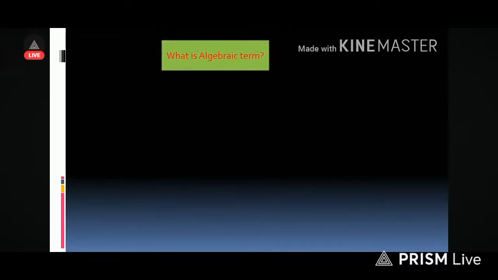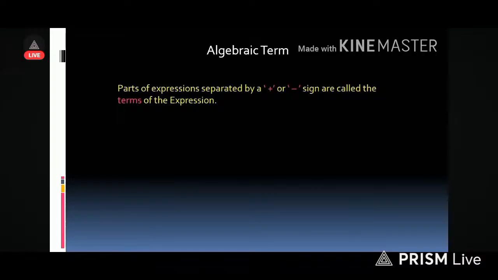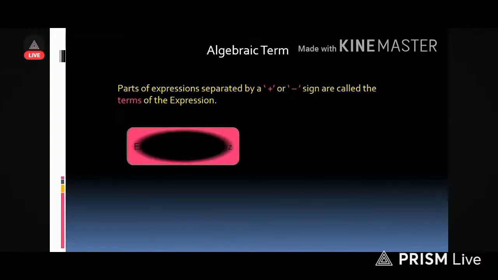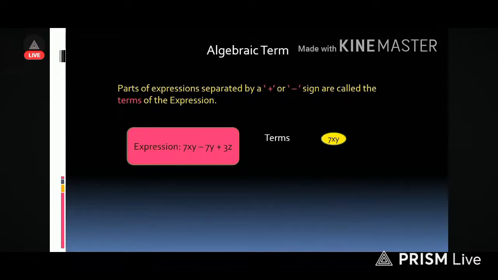Now what is an algebraic term? First of all, an algebraic term is the part of an expression separated by a plus or minus sign. These are called the terms of an expression. जैसे मैंने ये एक्सप्रेशन ली 7xy minus 7y plus 3z. Now I will tell you what the terms of this expression are. First term 7xy. Next minus 7y. Next 3z.